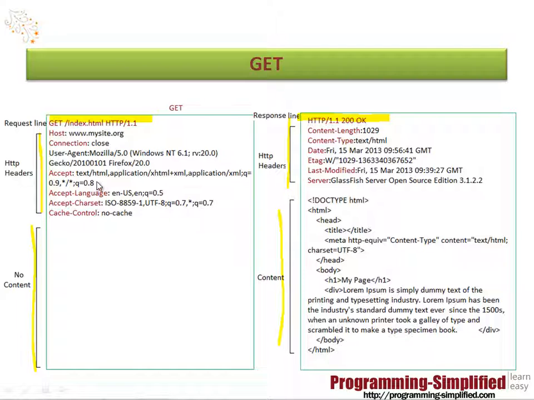Another important point is we have this accept header over here, which accepts different types including the all/all type. So this client can accept any kind of content like HTML, XML, JSON, etc. Also note that a GET request doesn't have any content in the request body.